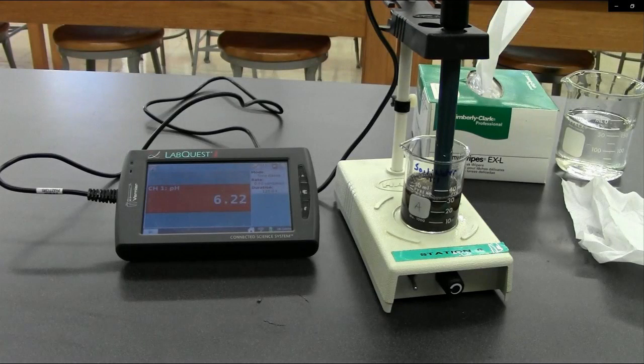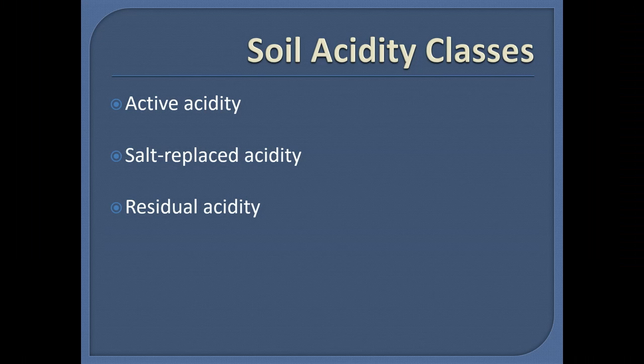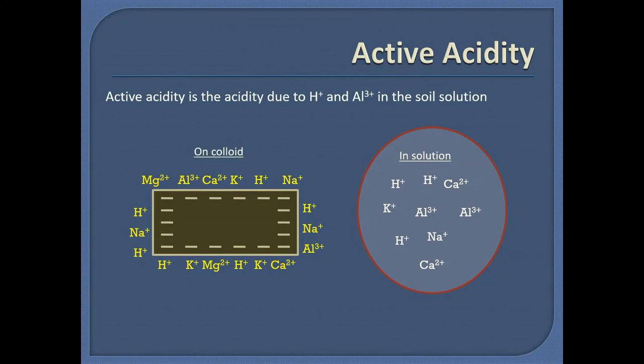In this video, we'll be discussing soil pH. Soil pH is complex. It is comprised of multiple classes of acidity: active acidity, salt-replaced acidity, and residual acidity. Active acidity is the hydrogen and aluminum found in the solution surrounding each soil particle. This is the acidity that is measured when we use a pH meter and a soil and water mixture.